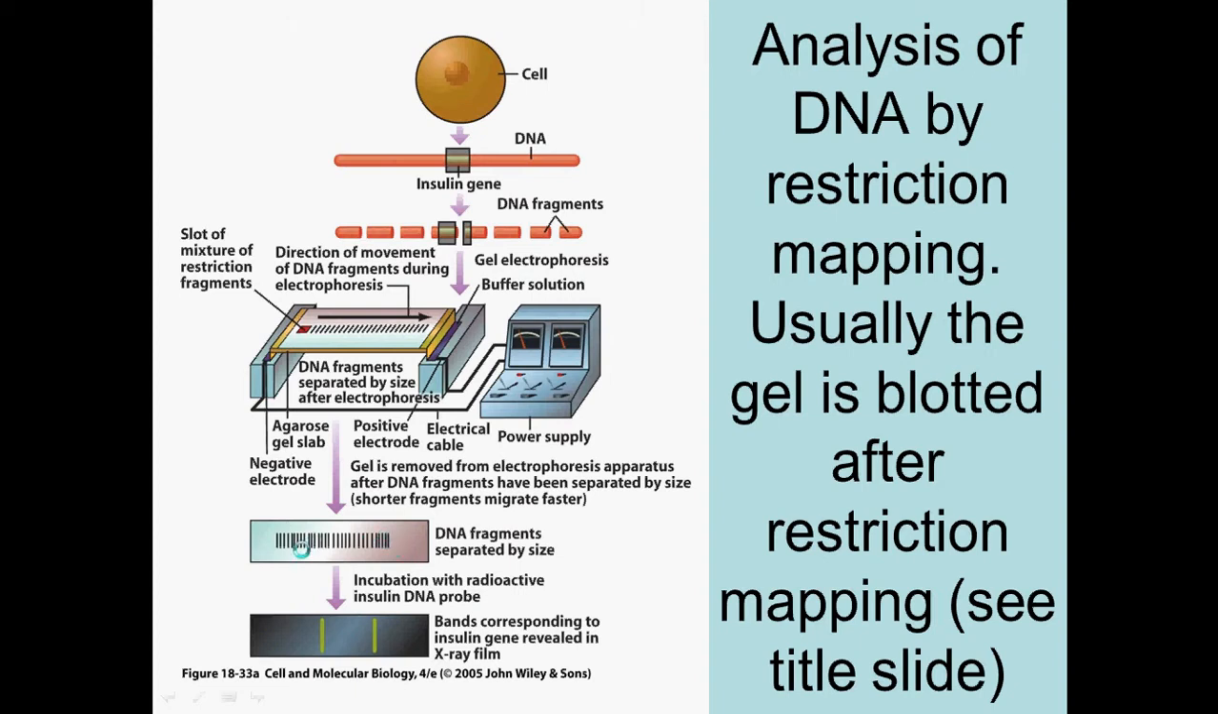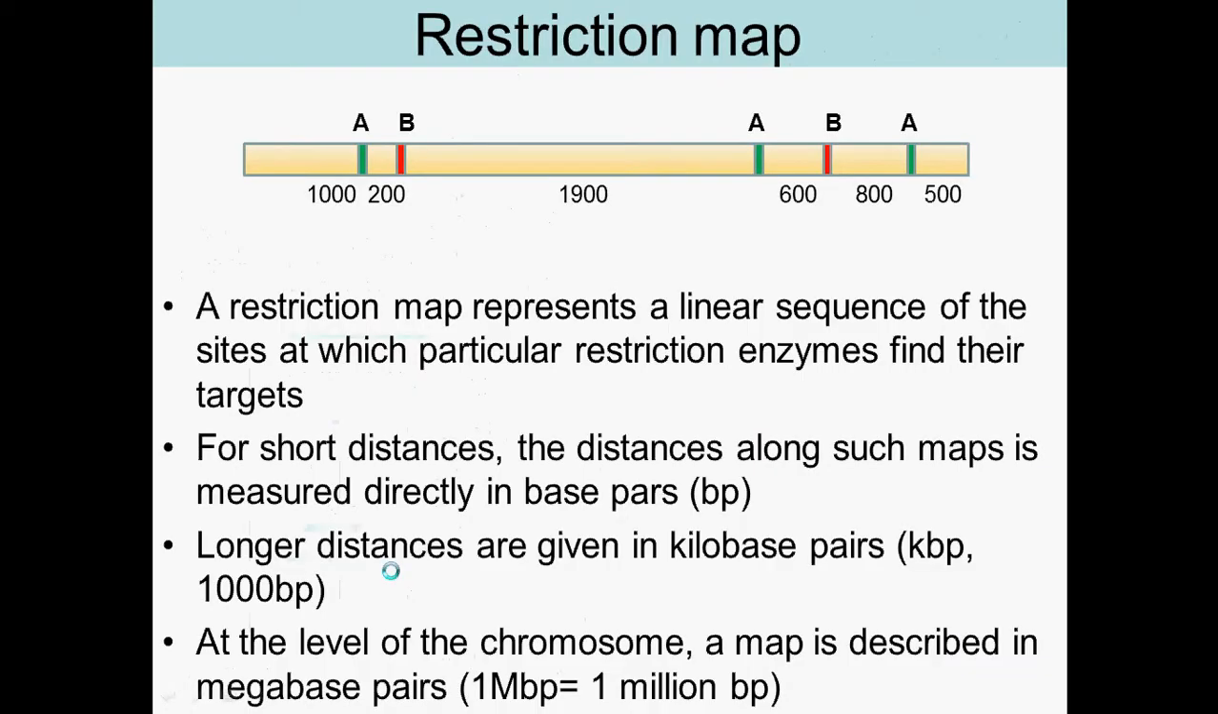And then once you have that, then you use a radioactive DNA probe, like an insulin probe, and then you'll see which one of these lines corresponds to the insulin gene, and then X-ray film shows you where it is. And the sequencing, we'll see how that's done later on.